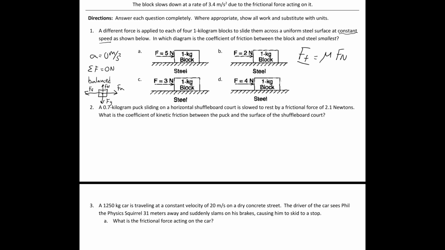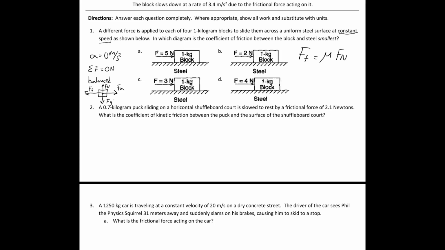They're asking, in which diagram is the coefficient of friction between the block and the steel the smallest? And you might be thinking to yourself, oh, coefficient of friction, let me look in my handy reference table. But the thing they don't tell you is these blocks are all made of different materials, and they don't tell you what the material is. So you can't look in your reference table and determine the coefficient of friction. So how the heck do you do that? It's all about the formula. And you don't technically have to calculate the coefficient for each situation, but you could.